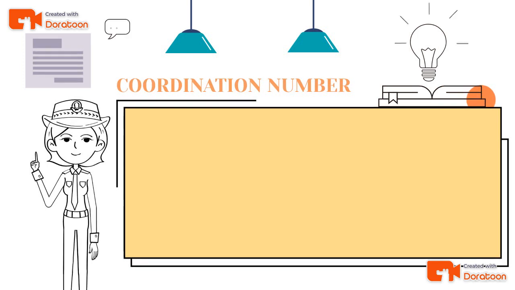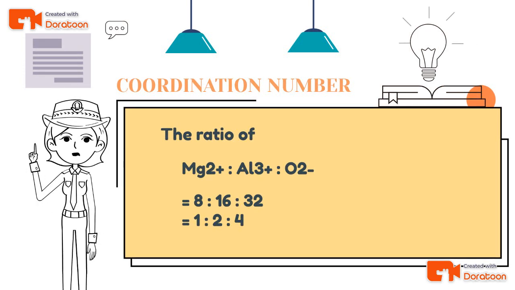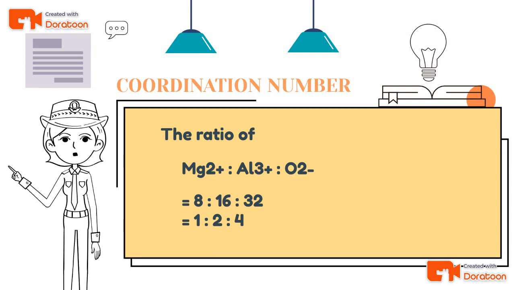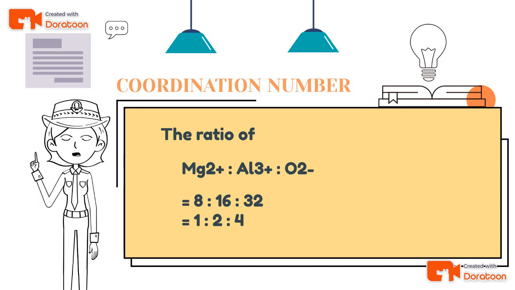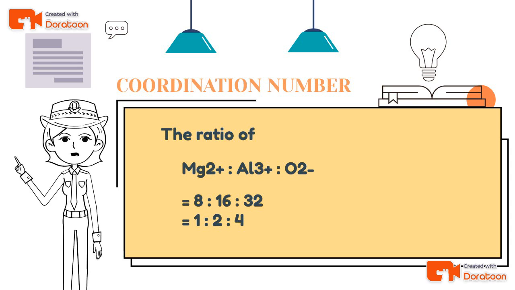As a result, the ratio of Mg2+, aluminium 3+, and O2- is 8, 16, and 32. After simplifying, it will be 1, 2, and 4, which confirms the formula of MgAl2O4.